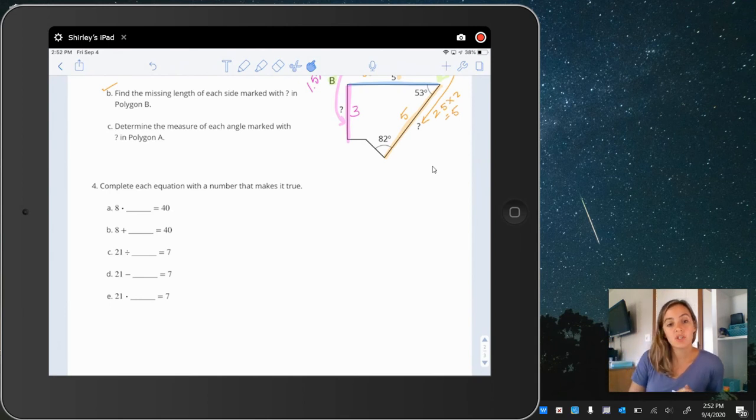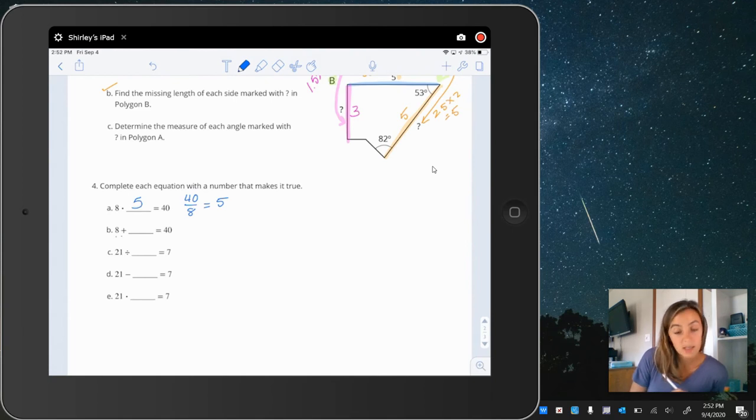Complete each equation with a number that makes it true. Question A says 8 times what gives me 40? Remember that if we need to figure out that missing piece of a multiplication problem, we can work backwards and divide. So 40 divided by 8 gives me 5. So that's going to be 5.